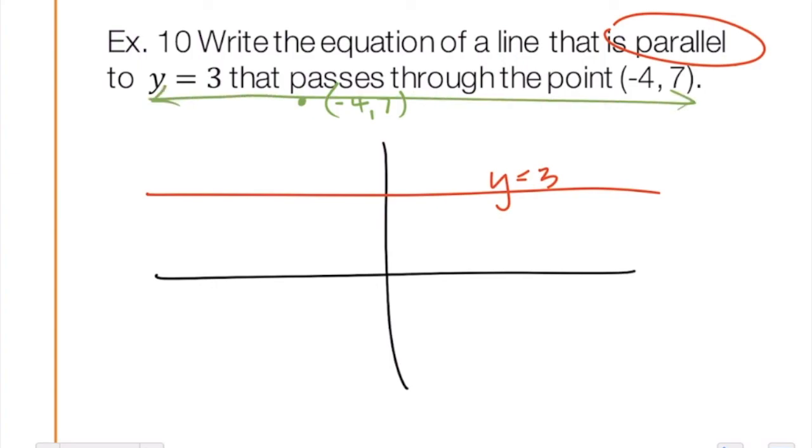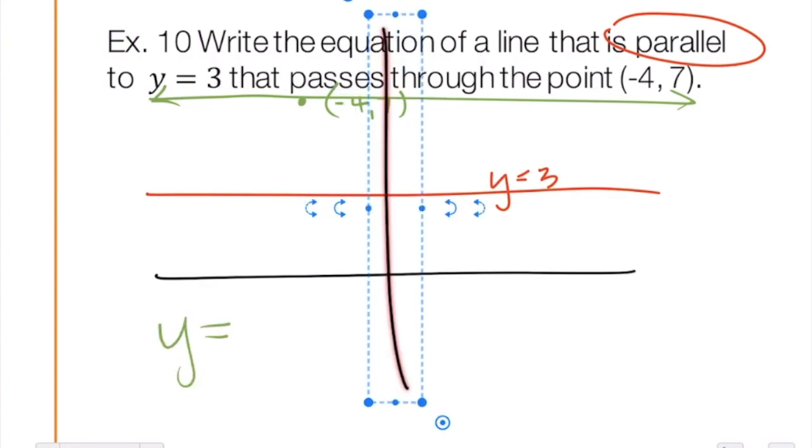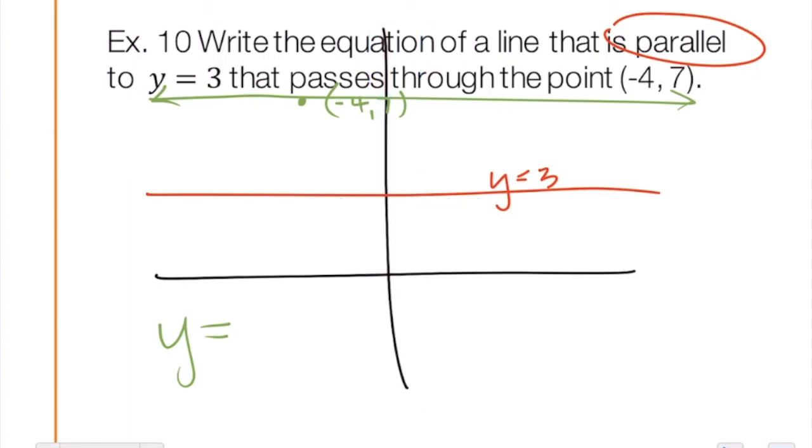What's the equation? The equation of a horizontal line is y is equal to whatever the y-intercept is. Well, think about that. If I extended my y-axis here, what would this number right here be? The y-intercept is going to correspond with the y-coordinate of the point. So my final equation would then be y is equal to 7 because the y-intercept is 7.